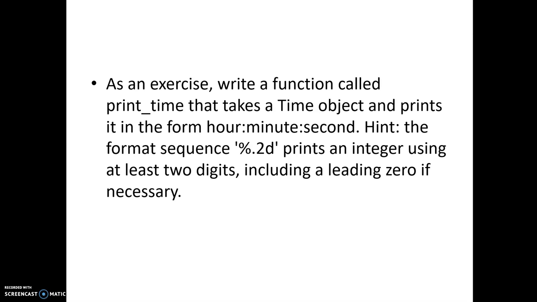So as a function for this exercise, you need to define a function with the name print_time, which accepts the time object as a parameter, and as a result it has to display the time in the form of hour colon minutes colon second, which can be displayed with the help of the percent dot 2d. This is a format specifier that tells that two digits are taken while displaying the hour, minute, and second. Let's see how it is defined here.